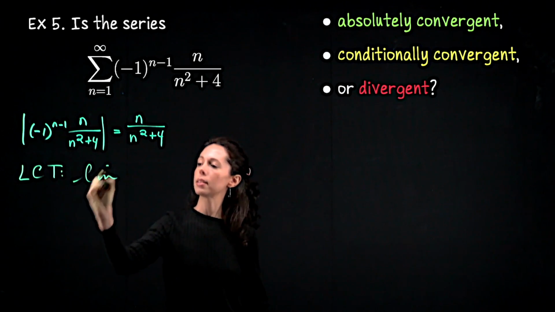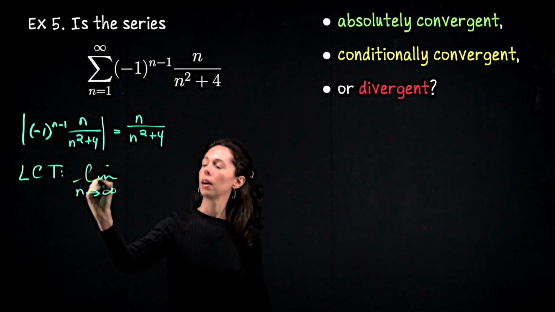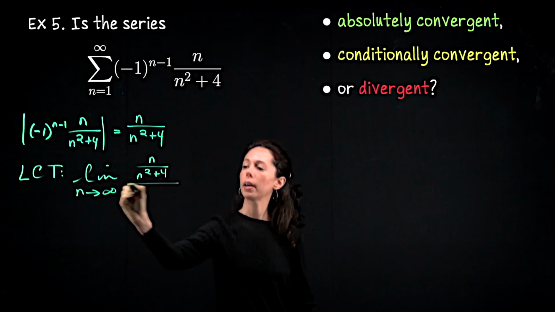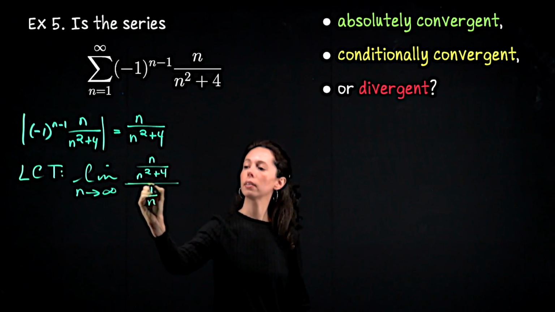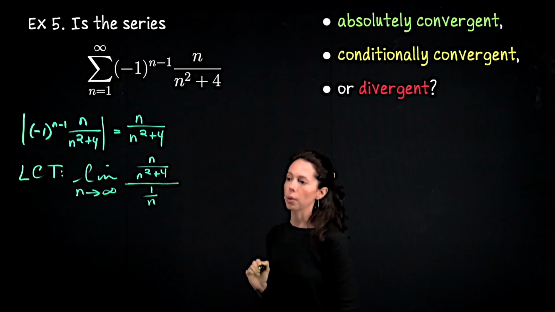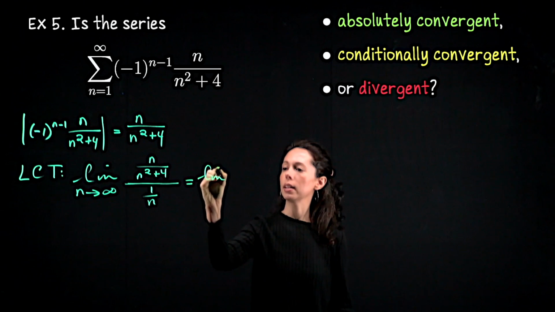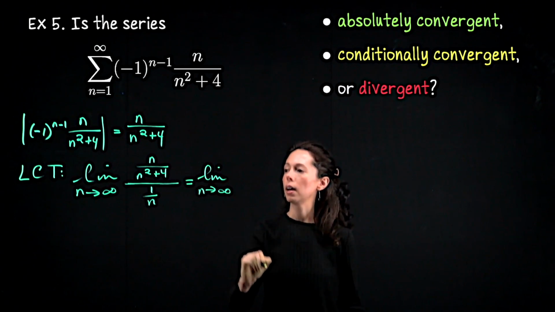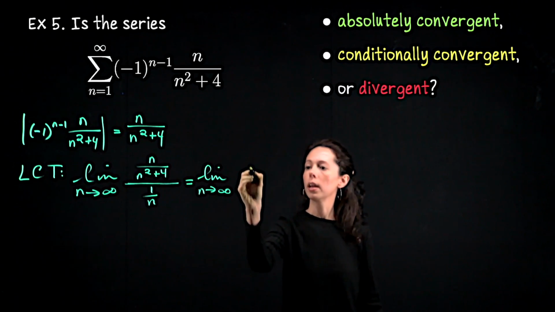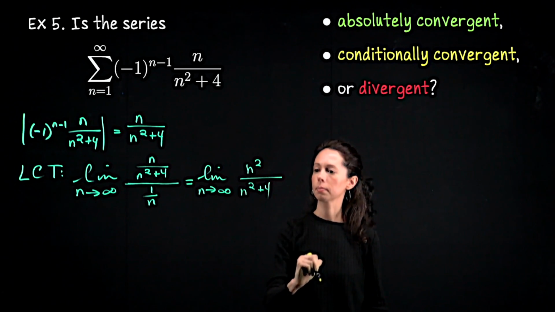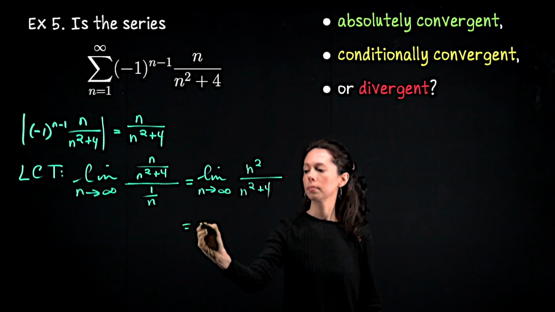We'll take the limit as n goes to infinity of this divided by 1 over n, because I know that those are the terms for the divergent harmonic series. We get that this is going to be the limit as n goes to infinity of, multiplied by the reciprocal, n squared divided by n squared plus 4. This limit is 1.